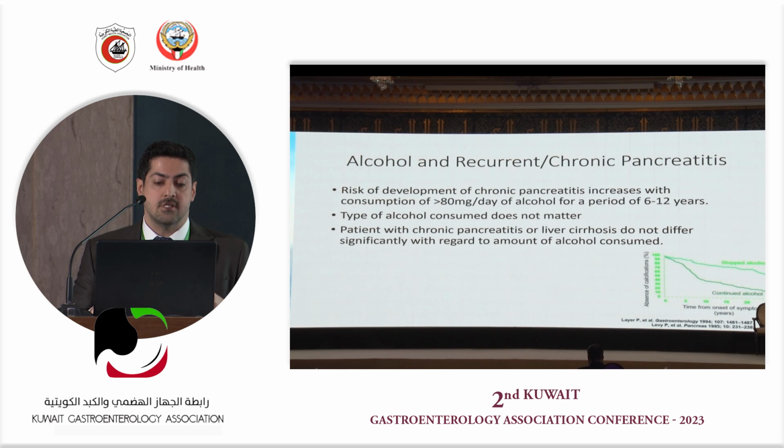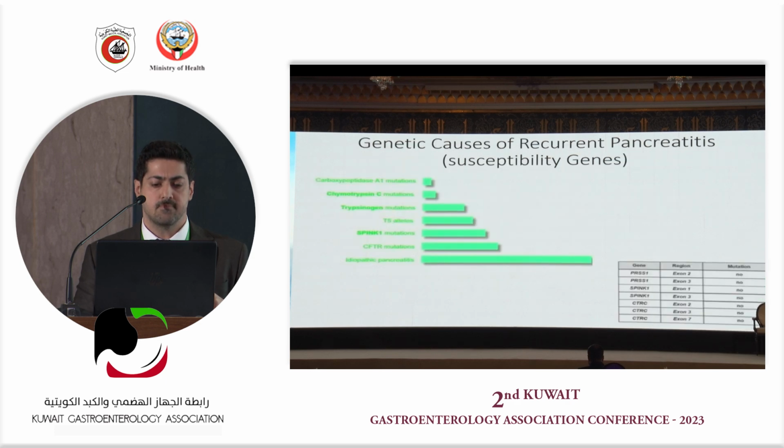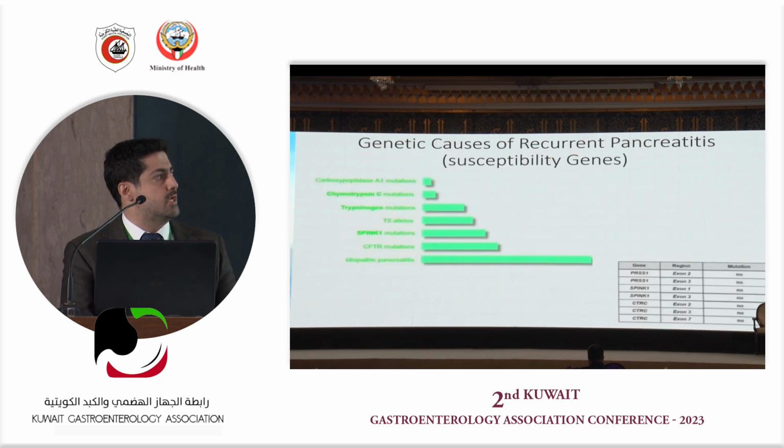The type of alcohol is not related. There was no evidence behind it. However, cessation of alcohol ingestion will definitely play a role in the restoration of normal pancreatic parenchyma back to normal. So if we go back to the genetics, we know that there are certain genes that are extremely commonly involved with recurrent pancreatitis.